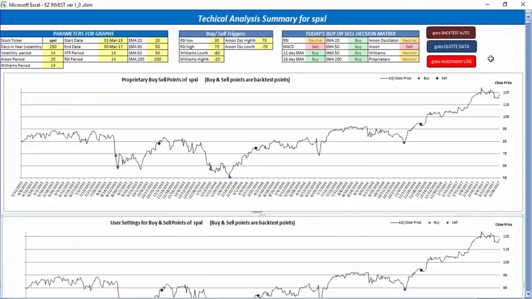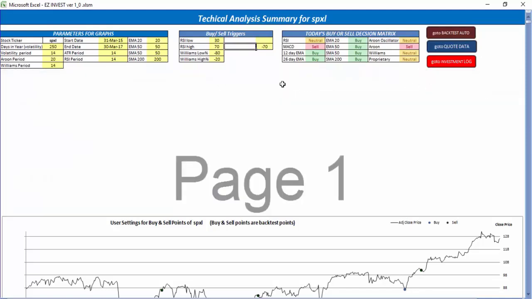Now this tab is unlocked. Remember, this is an Excel file. It's hiding all the tabs. It looks like a software program, but it's really Excel. You can delete anything you want on here. If anything can't be deleted, it will prevent you from deleting it. But you can delete anything you want. You don't have to worry about corrupting the file.